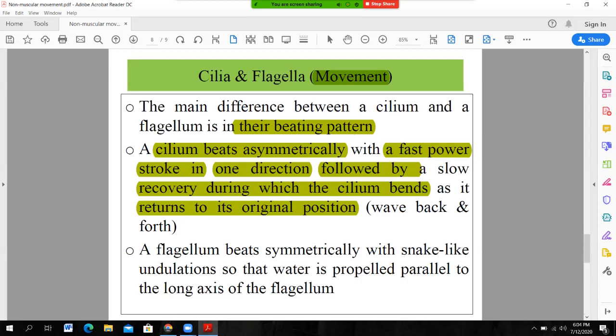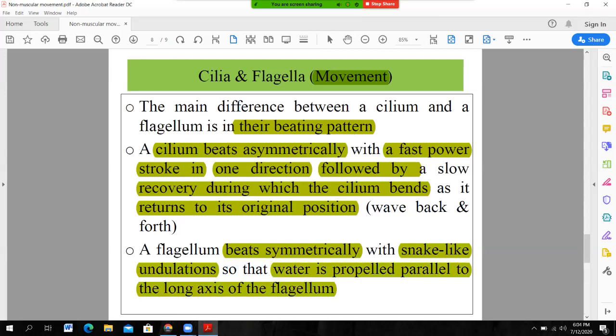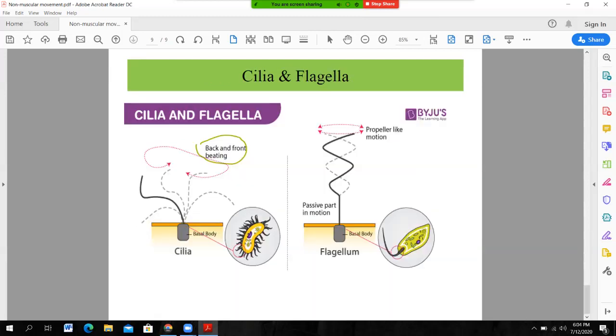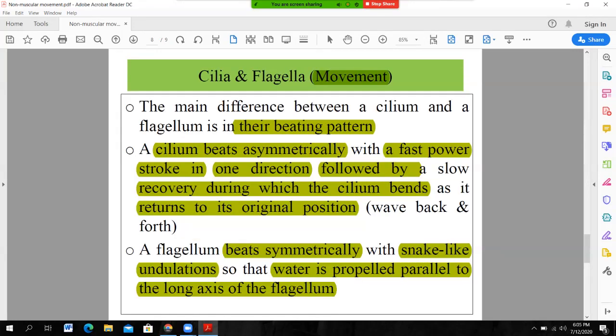While a flagellum beats symmetrically with a propeller-like motion, just like a snake-like motion, an undulation, here the water is propelled parallel to the long axis of the flagellum. So in the case of a long flagellum, the movement takes place like a propeller-type motion. So both cilia and flagella have the same internal structure, but their beating pattern is different from one another.